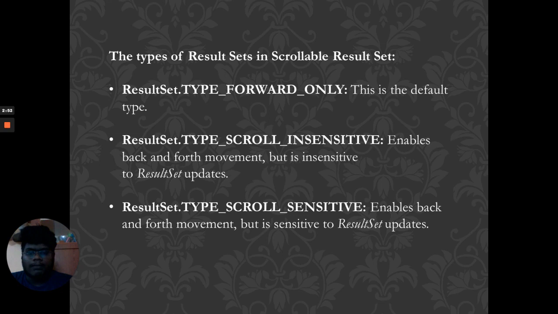But the result set which we get is insensitive to the updates which we want to make to the result set. Next, ResultSet.TYPE_SCROLL_SENSITIVE, which is similar to the above which we have discussed, and here we can also go back and forward, but the changes which we want to make to the result set will be sensitive to the result set.